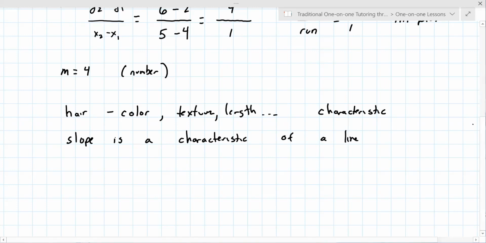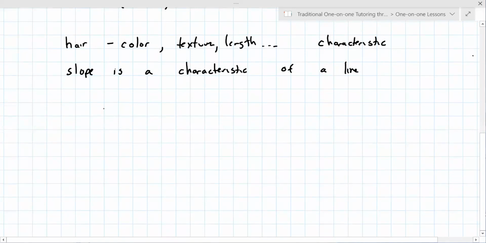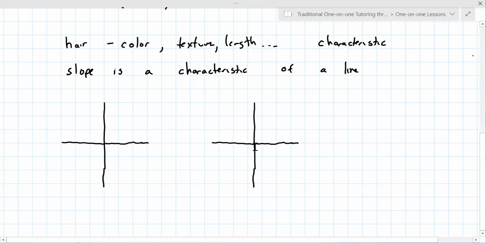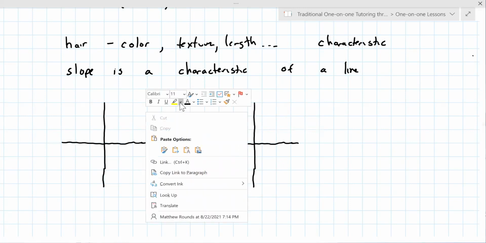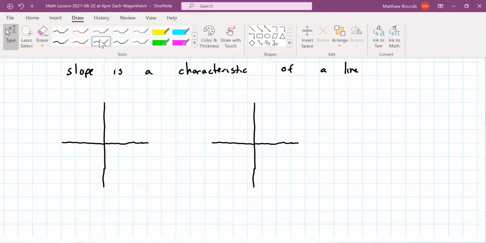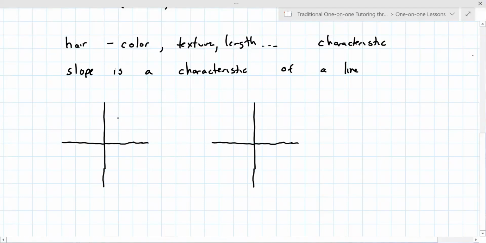I'm going to give you some lines here so we can talk about that. Let me make a little graph here. In the first one, let me change pen colors. Let's go blue. So let's say I give you a line that looks like this. So this line right here has a slope of 2 over 1.